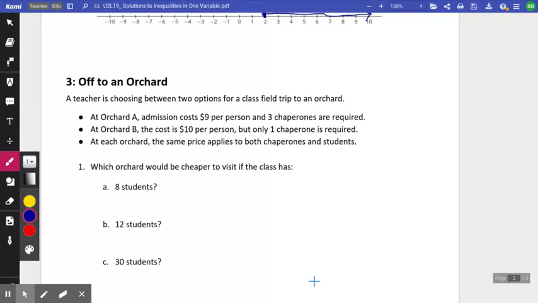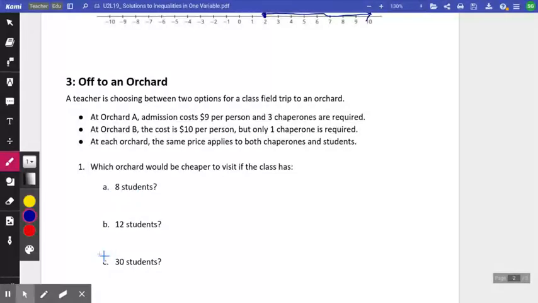That last bullet point there is just saying if it says it's $9 per person, it's $9 for each chaperone, and it's $9 for each student. Same thing with the $10. Number 1 is asking us to figure out what would be the cheaper option. And isn't that always the question? We always want to go with whatever is going to benefit us most. So as a teacher, she's trying to decide what's the cheaper option.